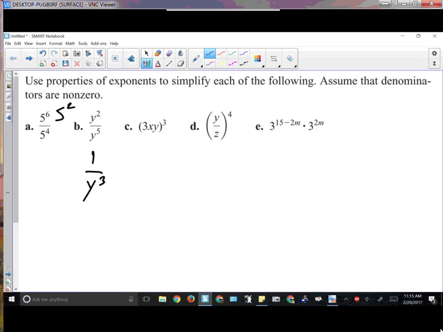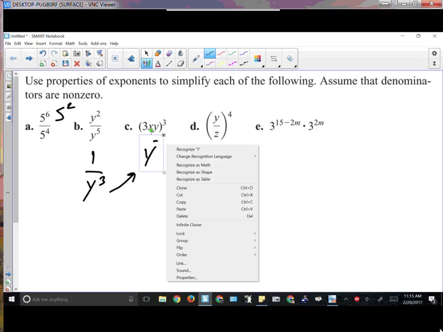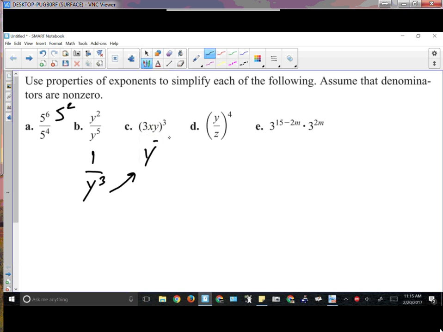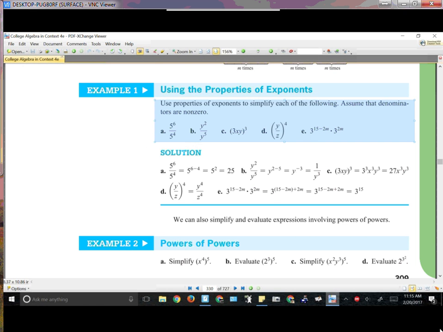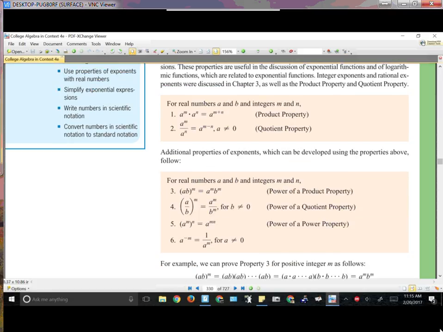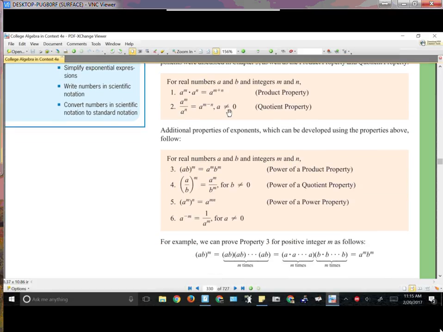Now, a lot of times they're going to want the answer in one of two ways, either a positive exponent or all variables or all things in the numerator. That means that this could go up as y to the negative 3. Let's see, which one of those little rules is that one? That comes off in the quotient property. This gets moved up, negative. Or if you want more specifically, a to the negative m means 1 over a to the m.